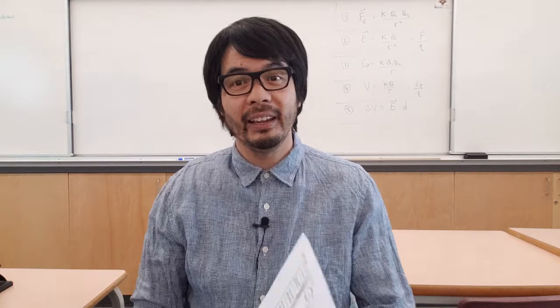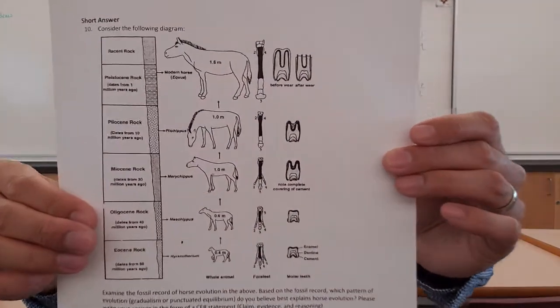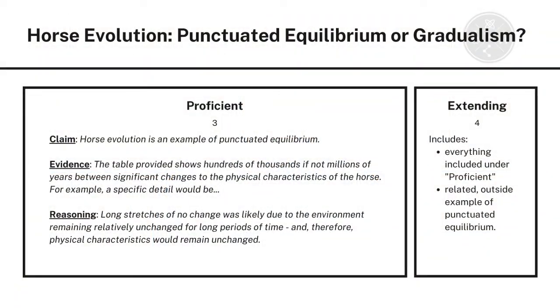Let's see this rubric be used on a test question on evolution I gave my students this past year. I gave them this diagram on horse evolution, and I asked them one question. Is horse evolution an example of gradualism or punctuated equilibrium? Write an argument using the CER format. Now, a proficient CER statement would start with a definitive claim that horse evolution was an example of punctuated equilibrium. It would be followed by evidence.